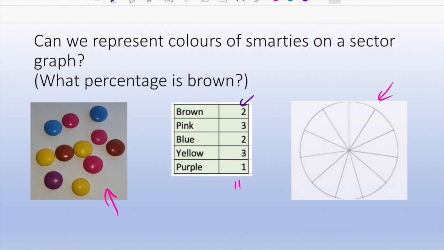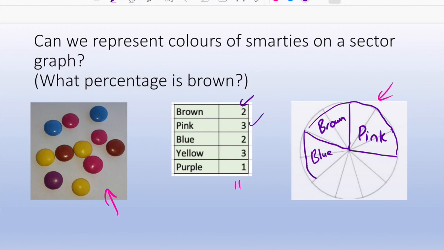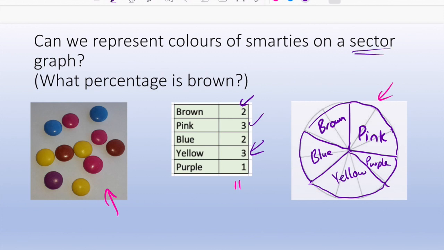So brown has 2 slices, so I'm just going to go brown. Pink has 3 slices, so I'm going to go pink. And I'm going to make it known that that's pink, as a section. And brown, I'm going to do the same thing. Blue had 2, so that's blue. Yellow had 3, so I'm going to write yellow. Divide that pie up. And purple had 1, so I'm going to put purple there. All right. So that's represented on the pie graph. That's a sector graph, sorry, which often is known as a pie graph.